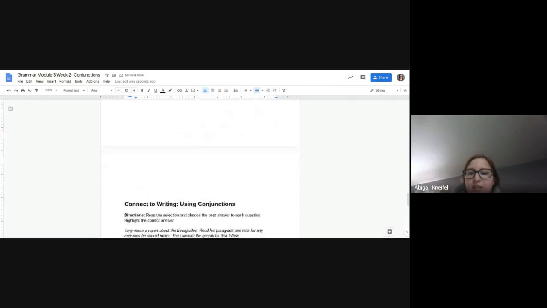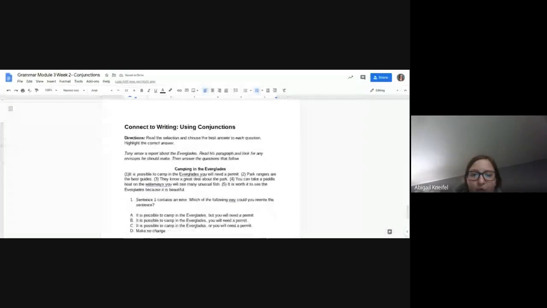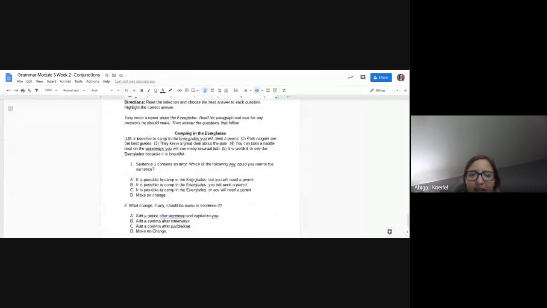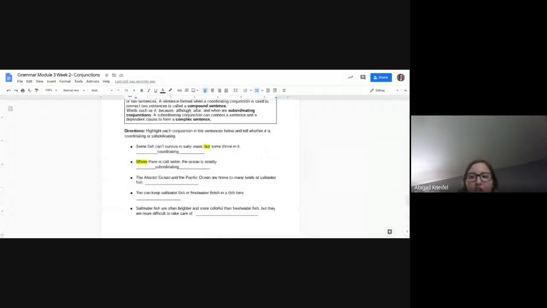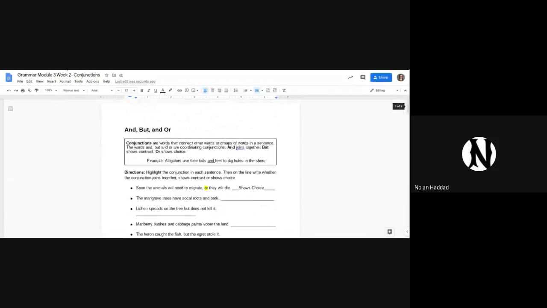And then the last page is the same as always. You have to read the paragraph and then fix the sentences by highlighting which answer you think is the best choice. Can you go back to the page where you highlighted the 2 lines?